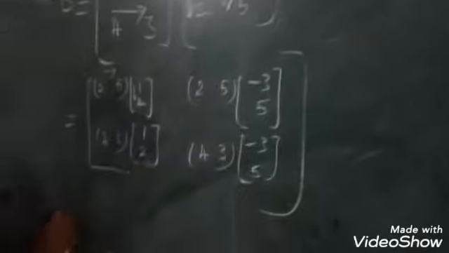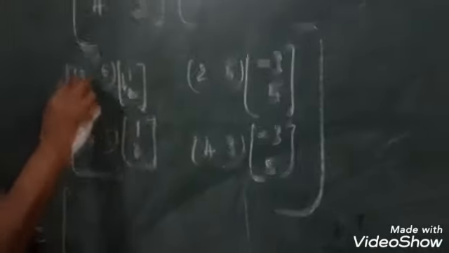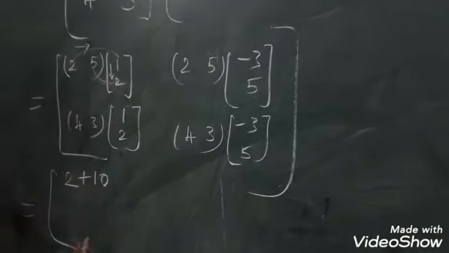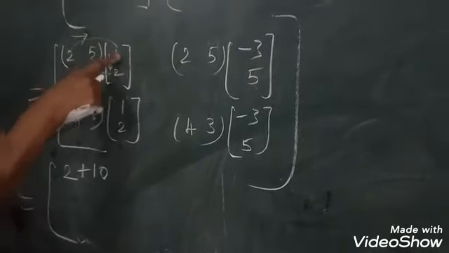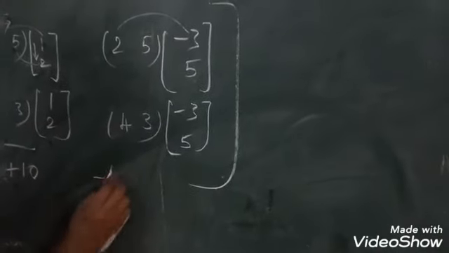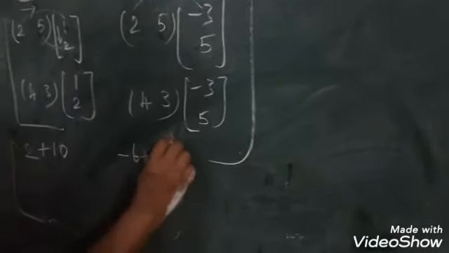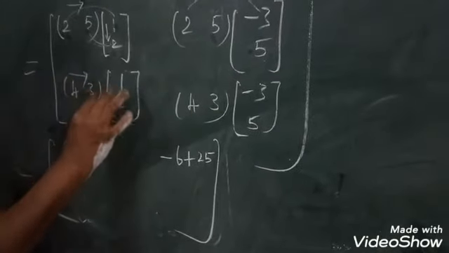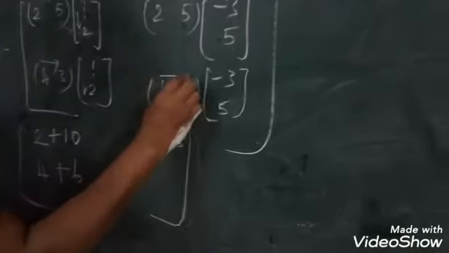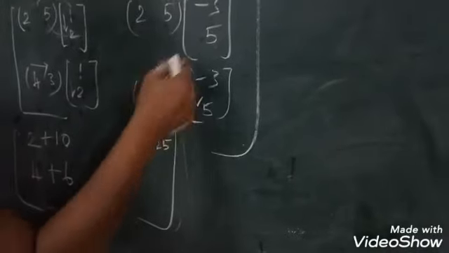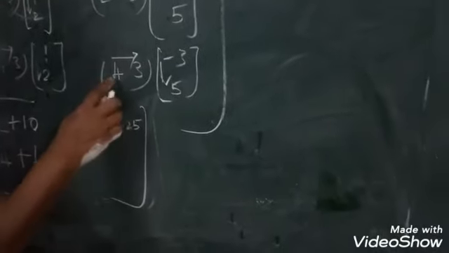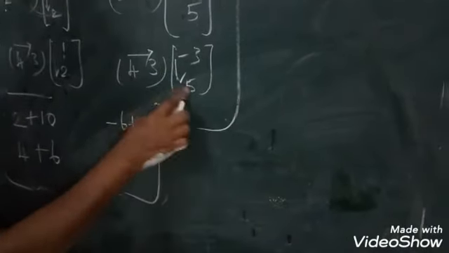Now you have to simplify, girls. Do the first one. First element into the first element. 2 into 1, 2. Directly I am writing, 5 2s are 10. Okay girls, these steps I skipped: 2 into 1 plus 5 into 2. Directly I am writing. Here also 2 into minus 3, then 5 5s are 25. Then the second row, first column: 4 into 1, 4; 3 into 2, 6. Now you should multiply the second row, second column: 4 into minus 3, then 3 into 5.